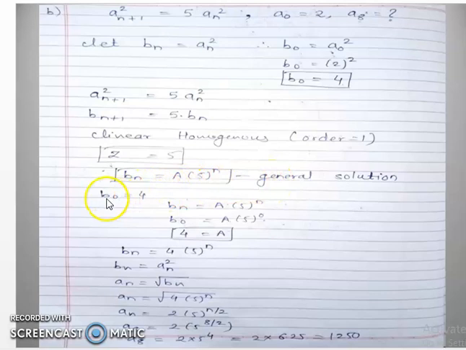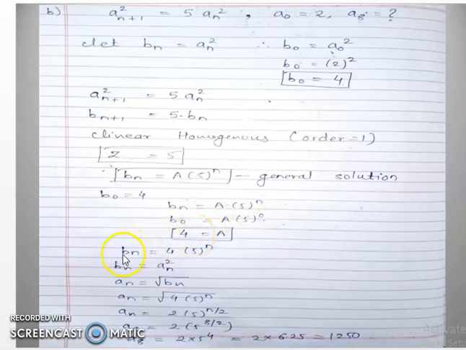Then we know the b_0 value is equal to 4. We write the equation b_n = A times 5 raised to power n again, then put n = 0 in that equation. Then b_0 = A times 5 raised to power 0. We know b_0 is 4, therefore 4 = A times 5 raised to power 0, which is 1 multiplied by A, the answer is A. Therefore, we get A = 4.